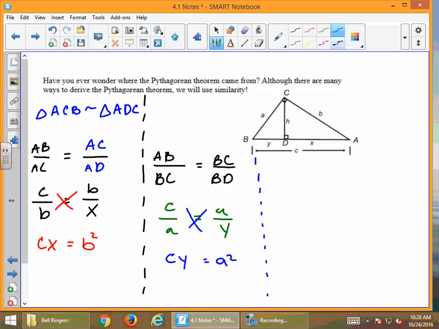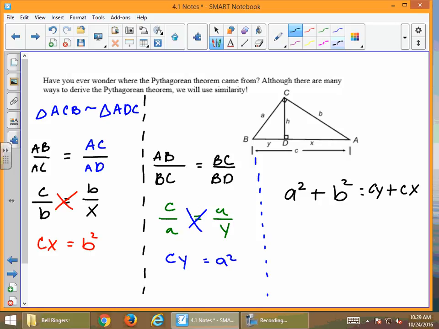Well, if we look back at the Pythagorean theorem, the front of your notes, what do we do with A squared and B squared? We add them. Well, let's go ahead and do that here. We're going to say A squared plus B squared is equal to, well, what also represented A squared? CY. And what represented B squared? CX. Well, if we added these two together, we can also add these two pieces together. They're the same thing.